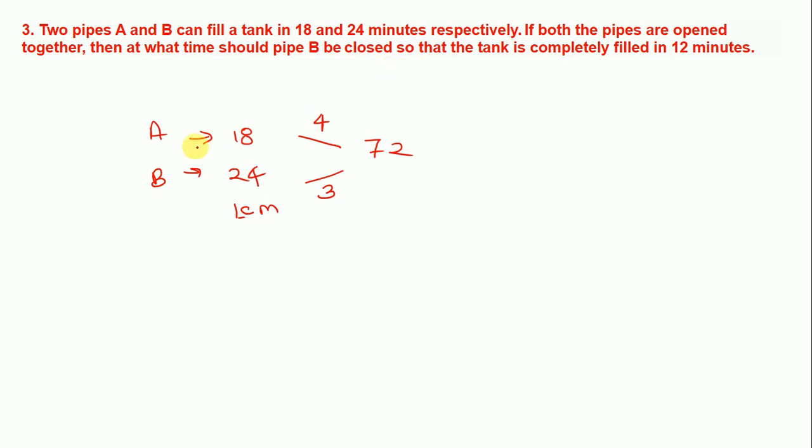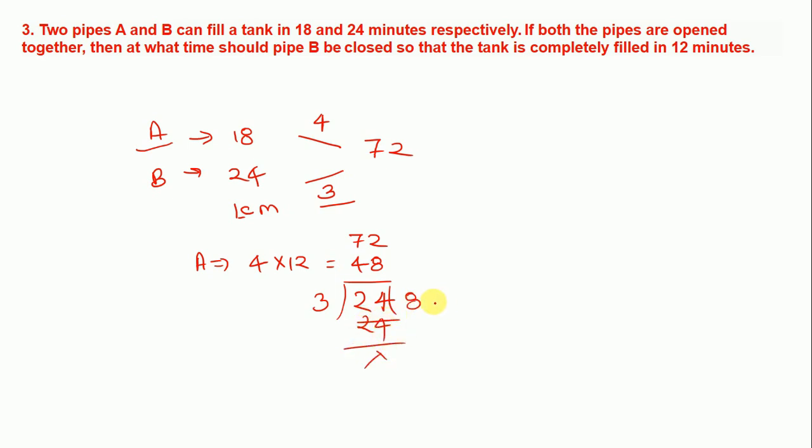The tank is to be filled in 12 minutes and B is to be closed in between the process. So A has to run throughout the 12 minutes. So in 12 minutes A can fill 4 into 12, equal to 48 units, and total units were 72. So we subtract 48 from 72, and the remaining is 24 units, and the efficiency of B is 3. So divide these total units by 3, and your answer will be 8. So the correct answer is 8 minutes. Option D is correct.